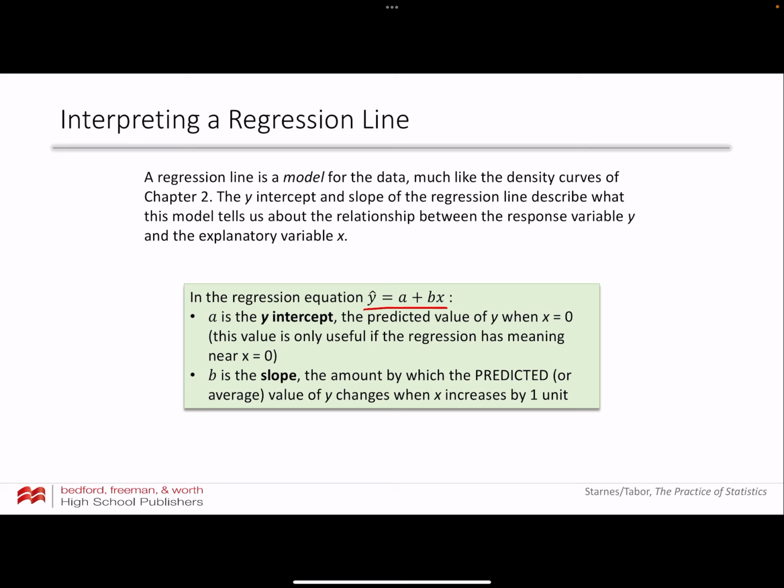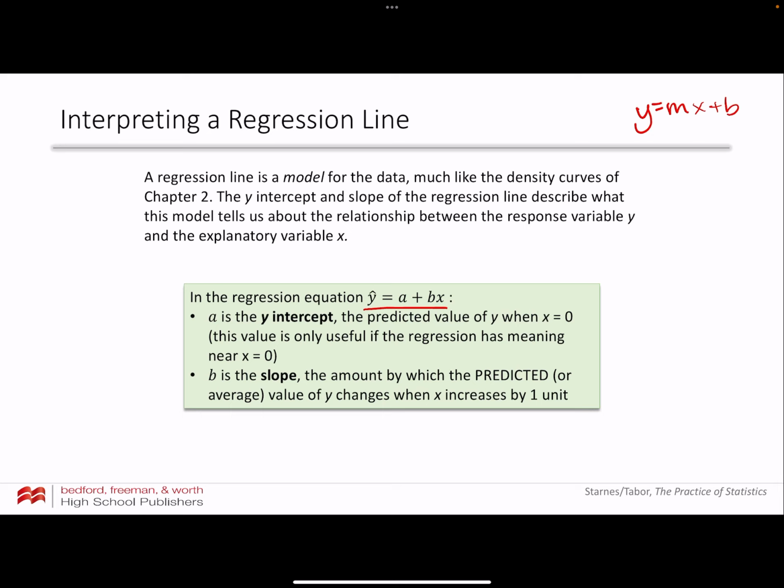Comparing this to y equals mx plus b, this is a little confusing, because in algebra we learn y equals mx plus b, and we say b is the y-intercept and m is the slope. In statistics, for whatever reason, statisticians reverse these, and they use b to represent the slope and a to represent the y-intercept. Remember, the y-intercept from algebra is where x equals 0. So it's the predicted value of y when x equals 0.